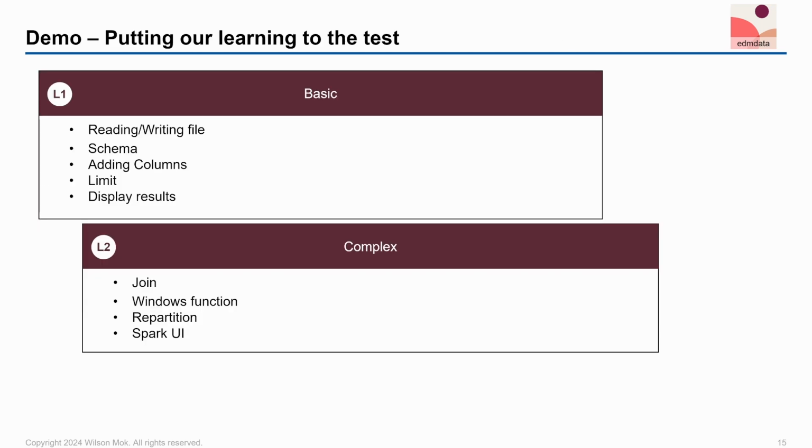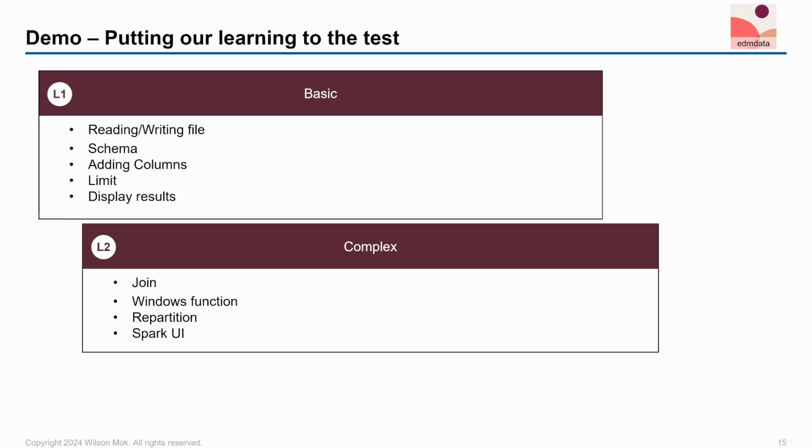Okay, so we'll jump into the demo here. We'll put our learning to the test. We're going to start with some of the basic stuff, like reading, looking at the schema, adding columns, displaying results with limits, just really basic everyday usage things. And then we're going to jump into more complex things. When we start looking at joins, we can start looking at shuffling, right? Is broadcast working? How do we get broadcast to work? How are window functions going to work? And also we'll talk about repartitioning.